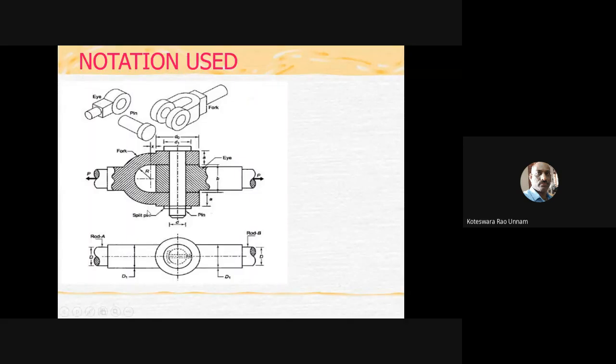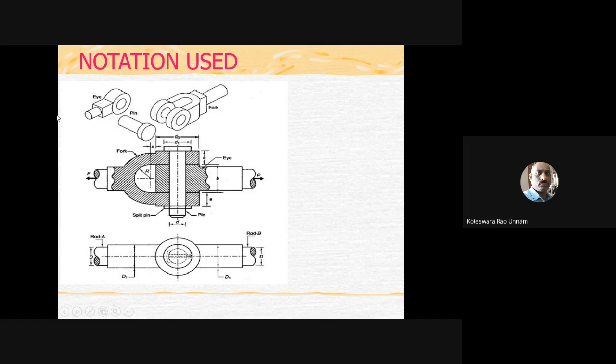Okay, so now we'll go for the design of this knuckle joint. Before going into the design, we should know what the parts are and what the various dimensions of those parts are. So we'll call it the terminology used in the knuckle joint.